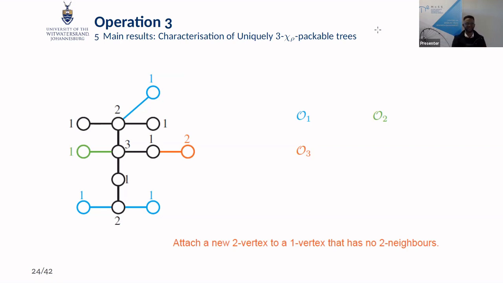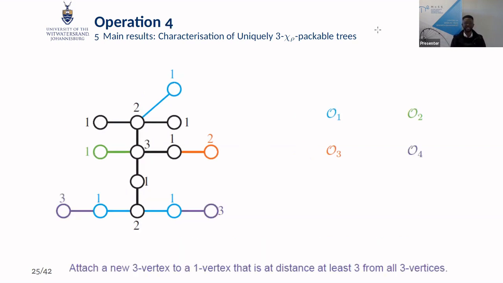So I can still use three colors for it, and this is still valid. The distances are still valid. The next operation is operation four, which says attach a new three vertex to a one vertex that is at a distance at least three from all the three vertices. So I go to my tree, I look for which one I have colored one. Okay, that one I colored one, I check. Your distance from another one, given three, must be at least three. Once it is that, then I can attach a new three vertex to it. Because once I attach the three vertex, you can now see that the distance between the three and another one, three, is now four. And then I'm growing it like that.